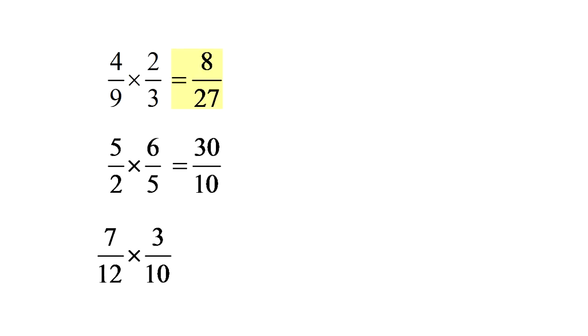The only complication here is that we need to simplify because both of these have a 0 there, so we actually have a factor of 10 that's shared. If you cancel that out, you get 3 over 1, which is actually 3. And for the last one, straight across, 7 times 3 is 21, 12 times 10 is 120.